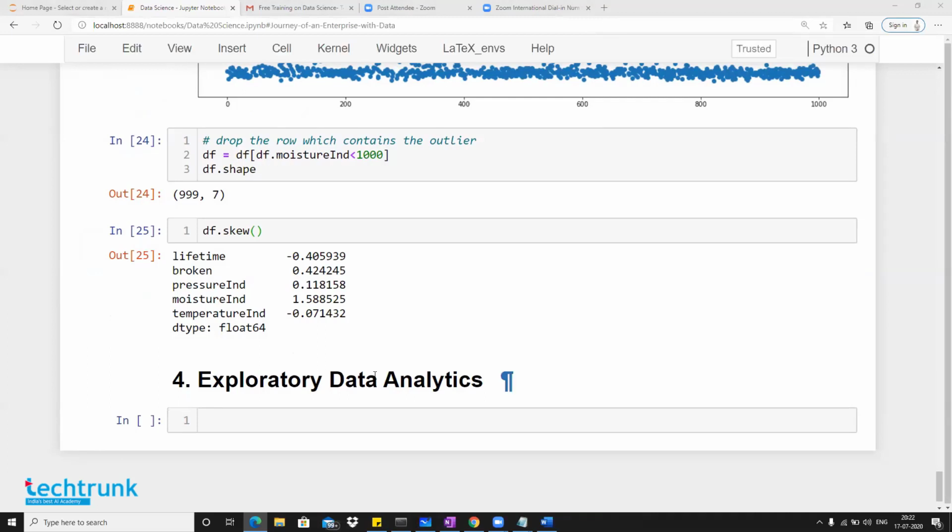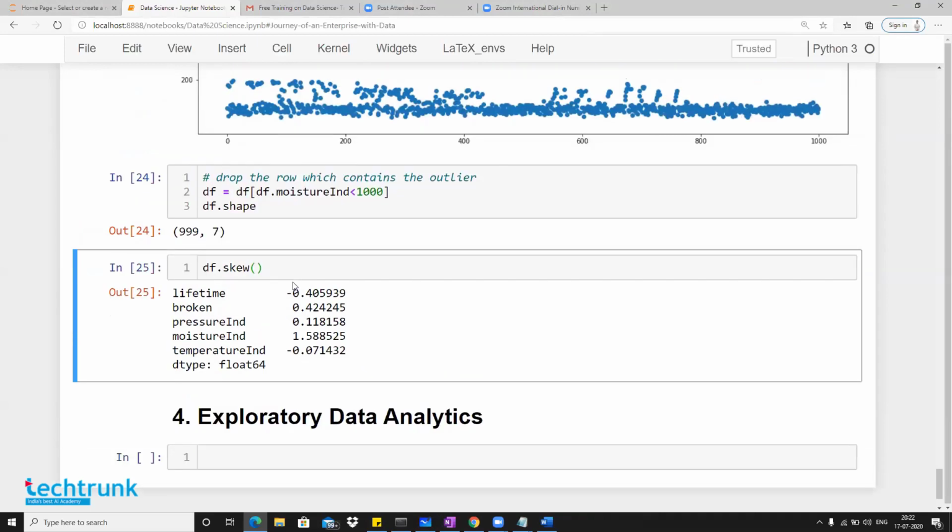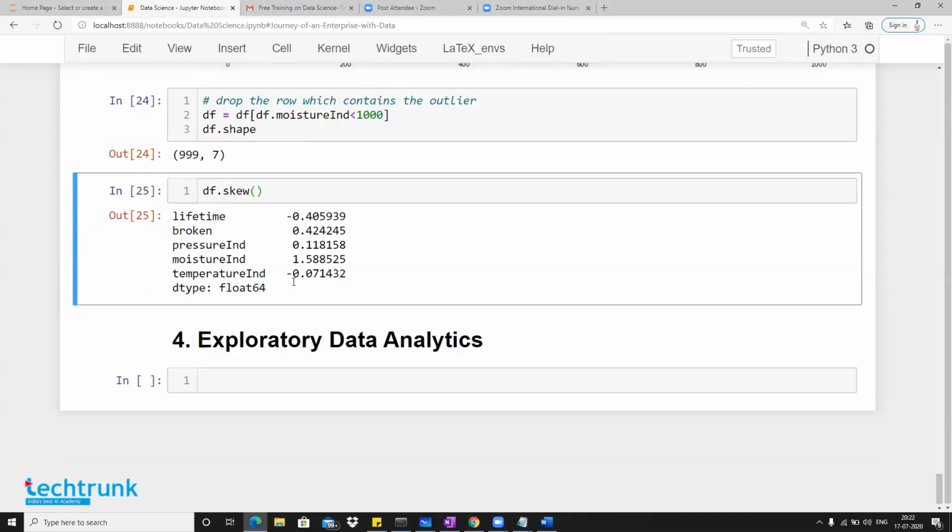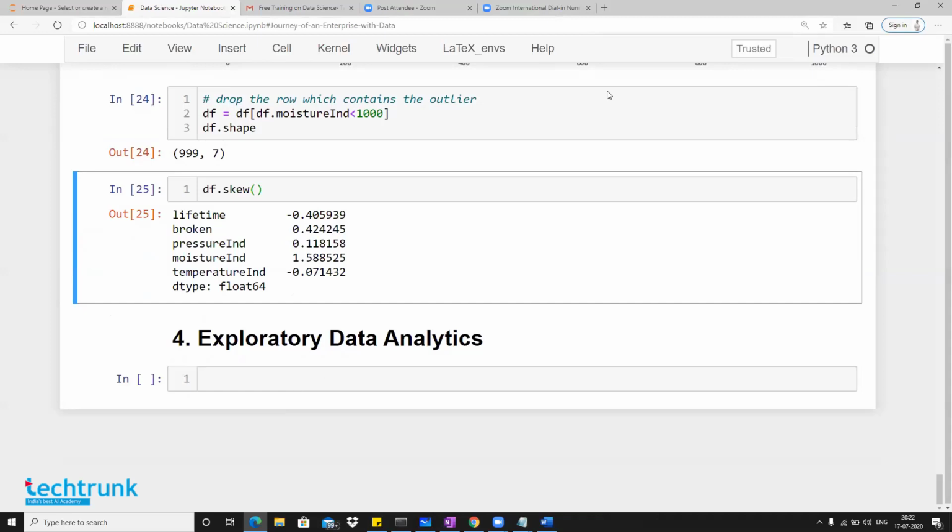Okay, so this is what we have seen so far, right? And we're going to be looking further on top of this, starting with the EDA part, which is exploratory data analytics, right? So give me a moment and let's start with this.